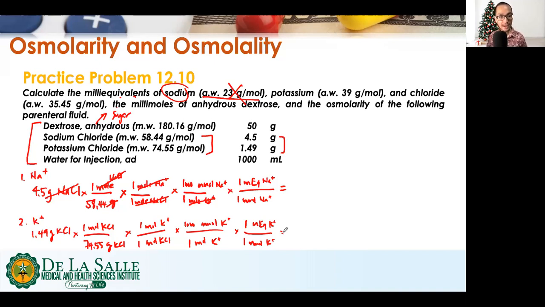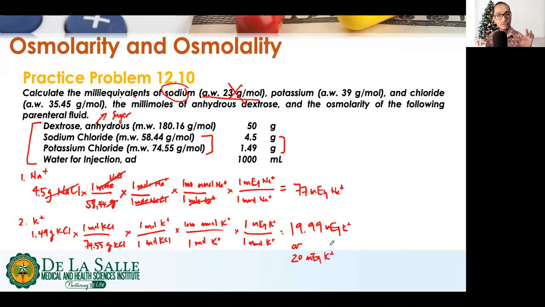Now we have the following answer. 4.5 times 1,000 divided by 58.44 is equal to 77. So this is 77 MEQ of sodium. Next, how about this one? 1.49 times 1,000 divided by 74.55 is equal to 19.99 MEQ of potassium, or simply 20 MEQ of potassium.